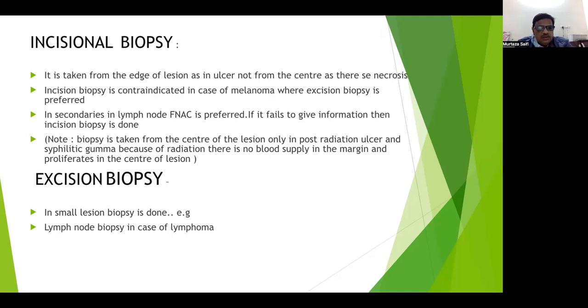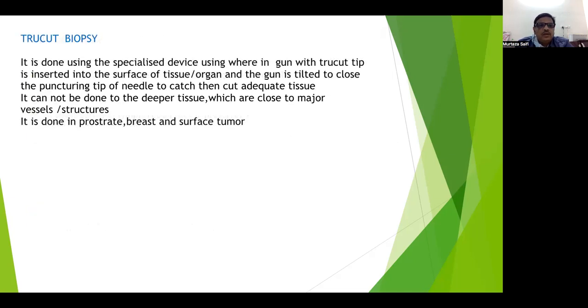Excision biopsy is for a small lesion. In a small lesion, we take excision biopsy, for example lymph node biopsy in case of lymphoma. Now come to the true-cut biopsy.